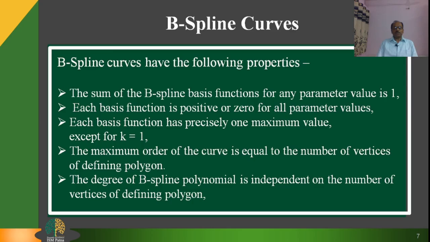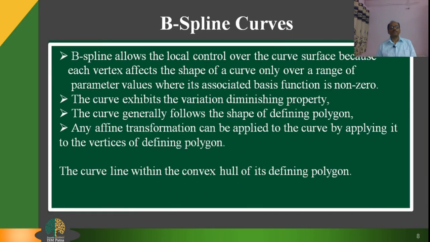Following are the characteristics of B-spline curves. The sum of B-spline basis functions for any parameter value is 1. Each basis function is positive or 0 for all parameter values. Each basis function has precisely one maximum value except for k equal to 1. The maximum order of the curve is equal to the number of vertices of the defining polygon. The degree of the B-spline polynomial is independent of the number of vertices of the defining polygon. B-spline allows local control over the curve because each vertex affects the shape of a curve only over a range of parameter values where its associated basis function is non-zero.